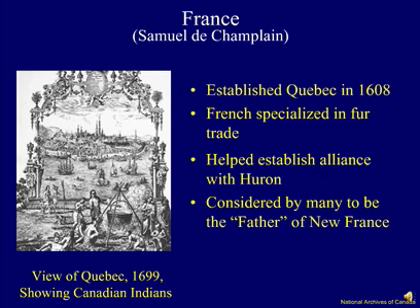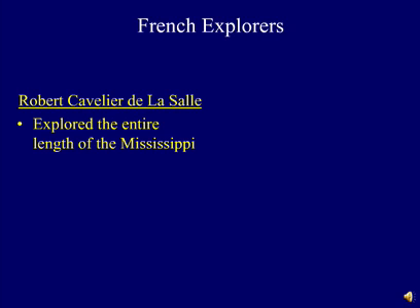We'll now identify 2 additional Frenchmen whose actions added to French claims in North America. The first of these Frenchmen would be the explorer Robert de La Salle. In 1682, he paddled the full length of the Mississippi River, claiming it for the French crown. Once he reached what is now New Orleans, he named the entire region Louisiana in honor of his king, Louis XIV.